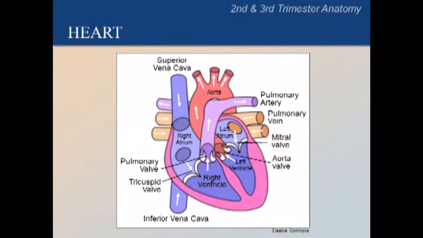Now let's consider the heart. In the second and third trimester, you can clearly see the heart beating. There are 4 spaces or chambers in the heart: the right and left atrium and the right and left ventricle. Blood flows through the chambers and out the aorta to the rest of the body.